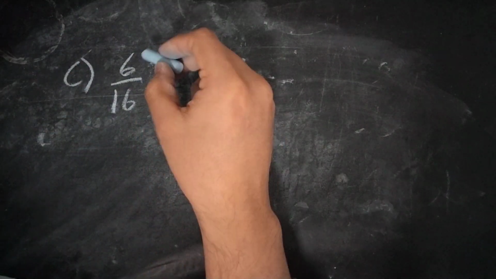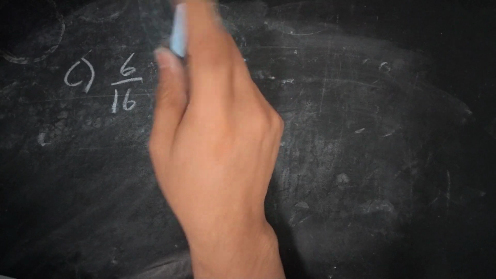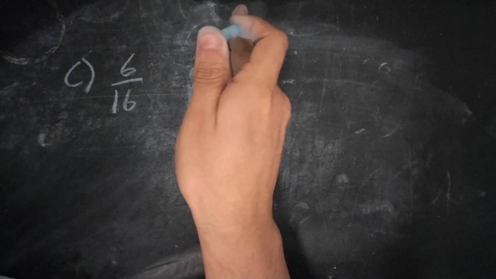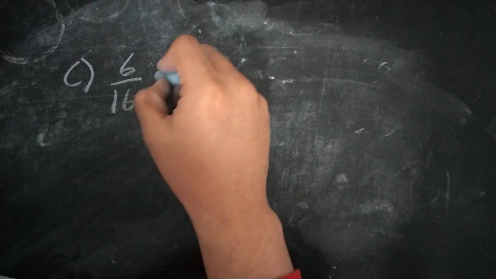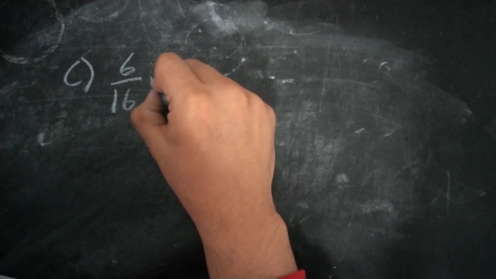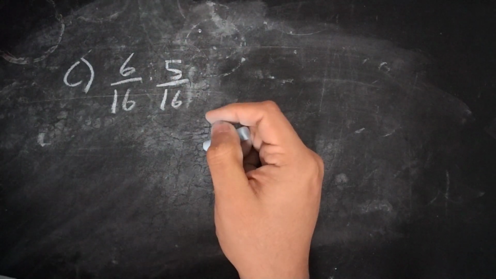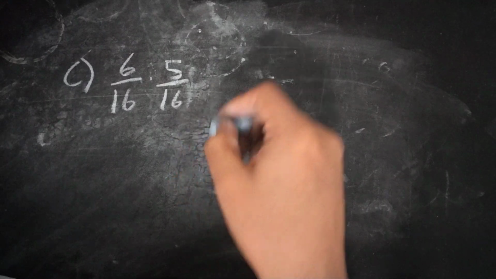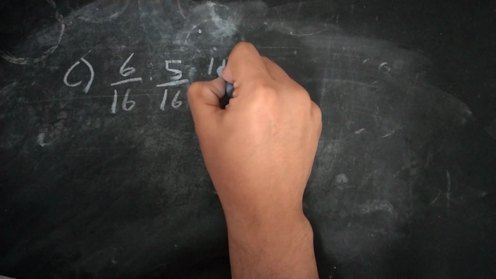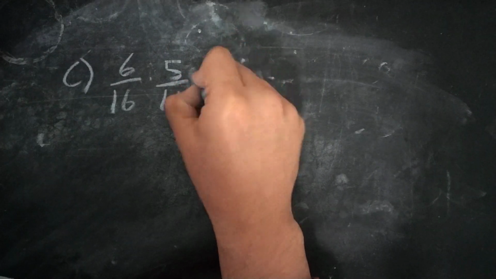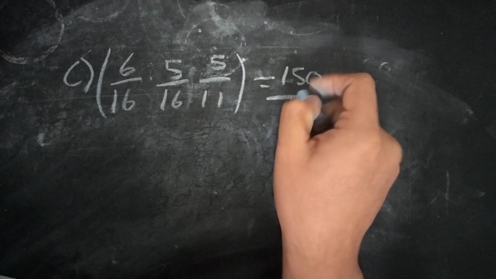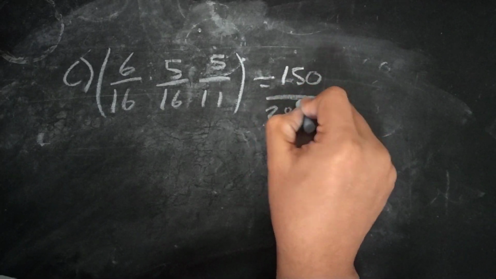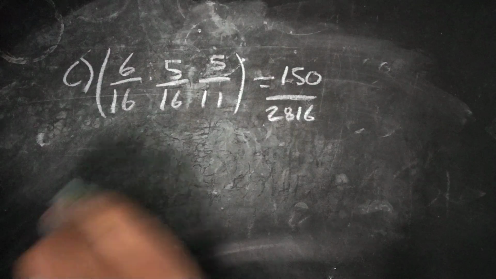So next, this is the part C where it's a 7 before a 6 and an 8. Next, it's a 6 before an 8 and a second 7, which we solved already. That's just 5 over 16. And then it's just an 8 before a second 7, which is 5 over 11. Multiply this out. That's 150 over 2,816. Now, we're almost done with the problem.